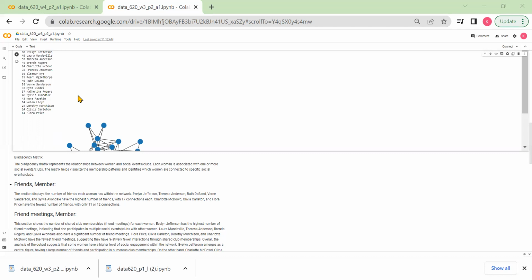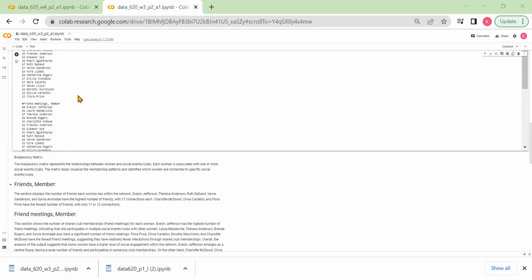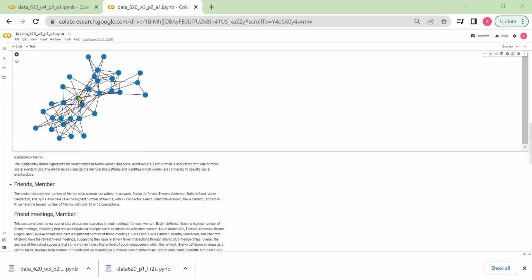Overall, the analysis of the output suggests that some women have a higher level of social engagement within the network. Evelyn Jefferson emerges as a central figure, having a large number of friends and participating in numerous club memberships. On the other hand, Charlotte, Olivia, and Flora seem to have relatively fewer connections and engagement within the network. This information can be further analyzed to explore the social dynamics, cliques, and influential individuals within the Davis Southern Women Network.